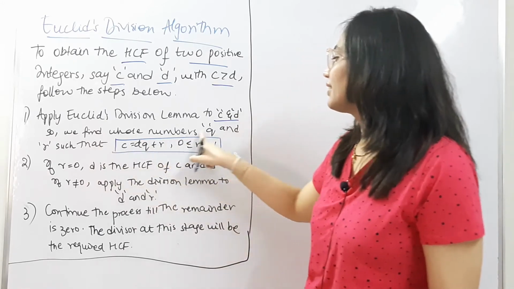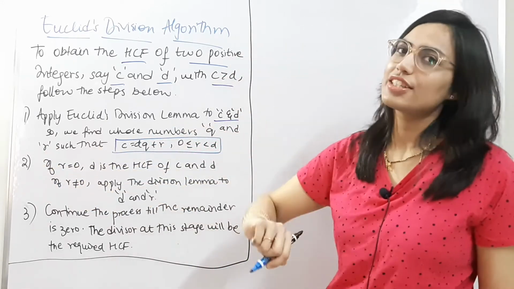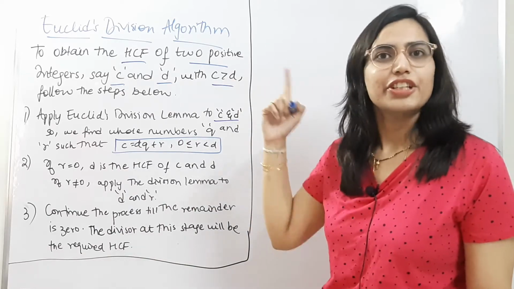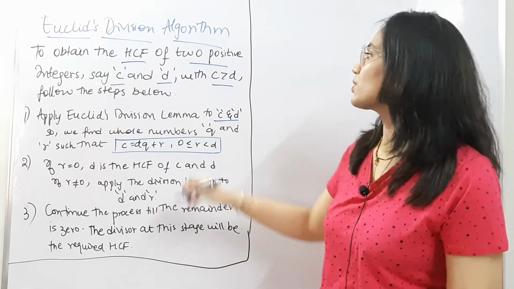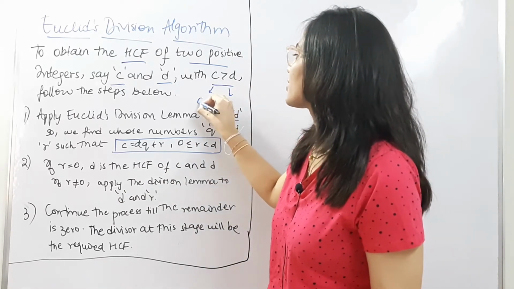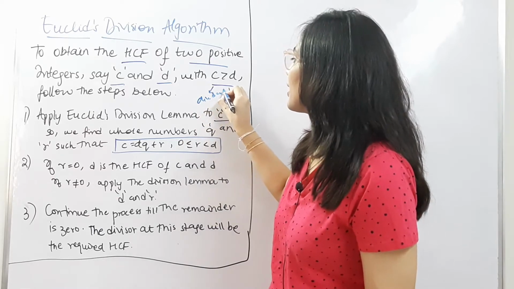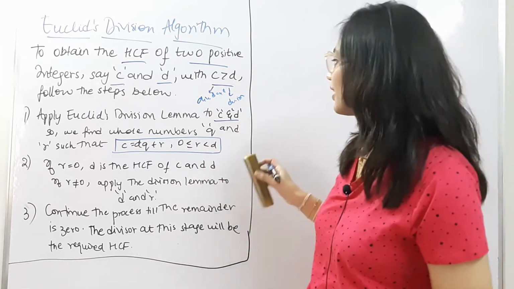So we find the whole numbers q and r. Q is the quotient, r is the remainder, as I told you in Euclid's division lemma. I'll be linking the video up here if you haven't watched. C is equal to dq plus r, we know that. So C is the dividend and D is the divisor in Euclid's division lemma, right?